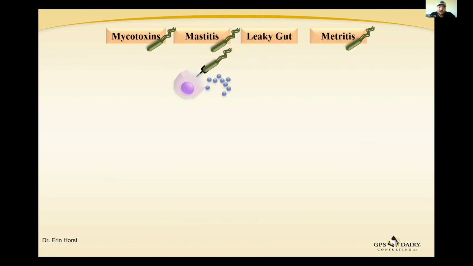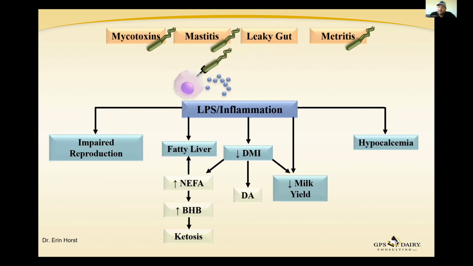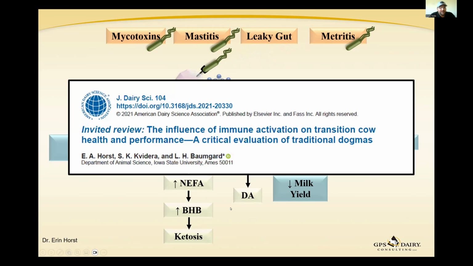So we have this leaky gut occurring. Again, it activates that immune system, and now we have inflammation. And it's this inflammation that's really the cause of those symptoms that we're seeing, that decrease in dry matter intake, that decrease in milk yield, as well as some impaired reproduction, and some of the other things that we might measure, ketosis or DAs, or even fatty liver on farm. And if you want to know more about that, I invite you to read the review paper that Aaron and Sarah Kavidra and Dr. Baumgart presented here in 2021.